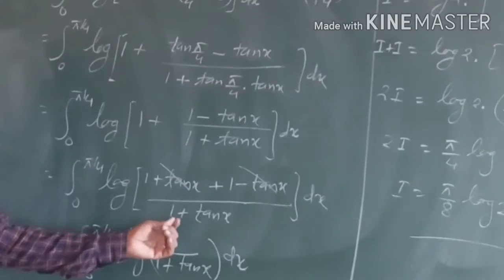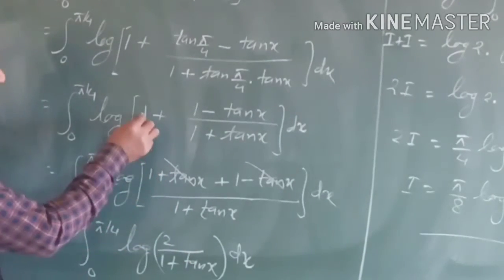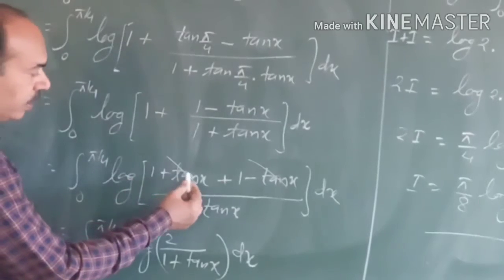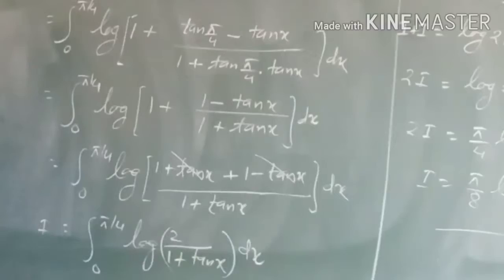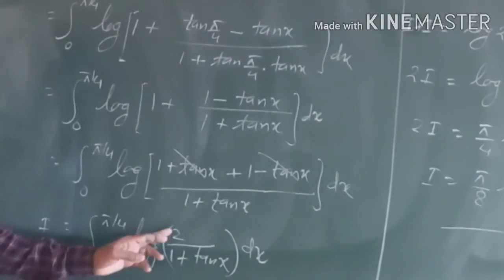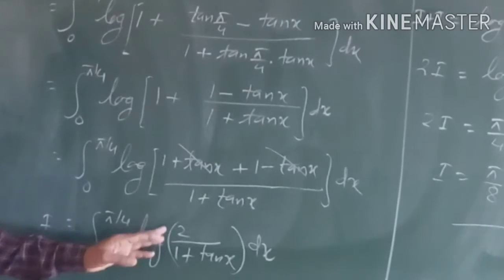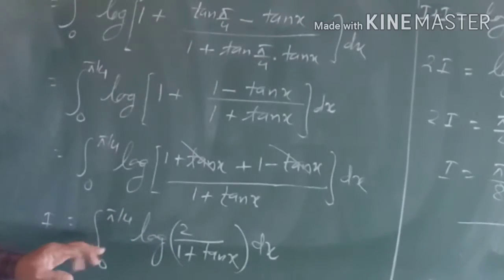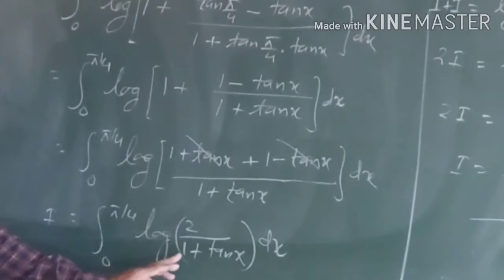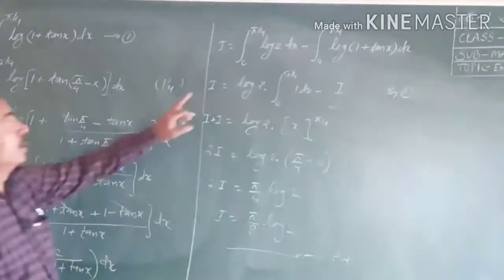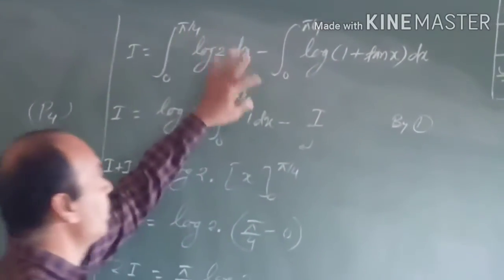Now take LCM. Here the LCM is 1 plus tan x. So 1 plus tan x comes here, and plus tan x and minus tan x cancel out, only 1 and 1, 2 remaining. Now by logarithm rules, log of m upon n is log m minus log n. So let's see here, log 2 minus log of 1 plus tan x, and separate the integral also.